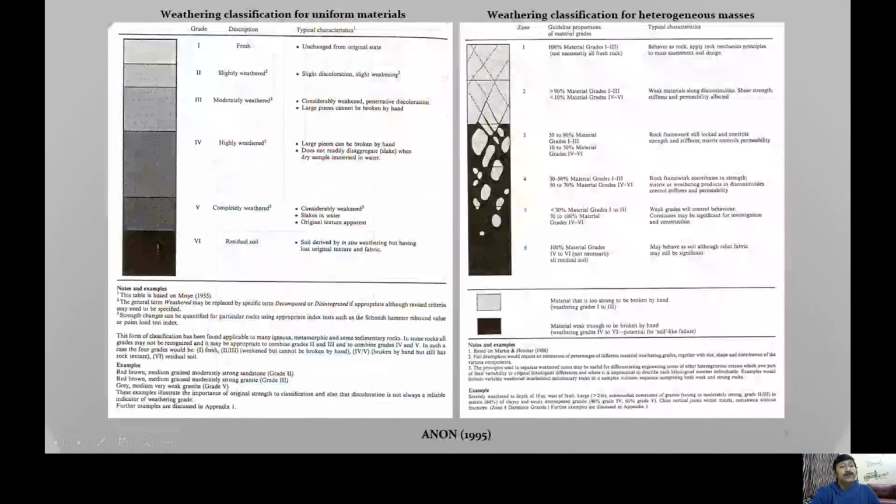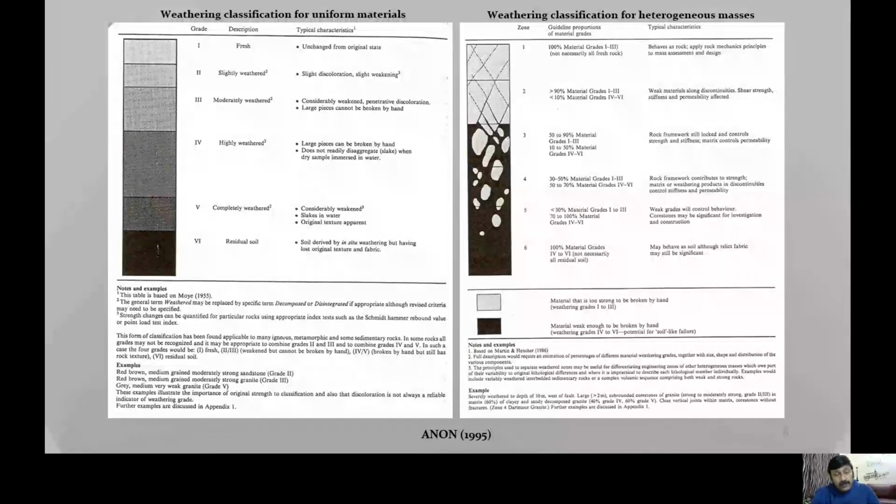Now coming to the weathering classification, we essentially have two different classifications. One is for rock materials, that is for uniform intact pieces of rock, and the other is for the rock mass. Both are six-fold classifications. In the rock materials, we call them weathering grades, from weathering grade 1 to weathering grade 6, out of which grades 1 to 4 are essentially rock materials, whereas grades 5 and 6 represent soil materials.